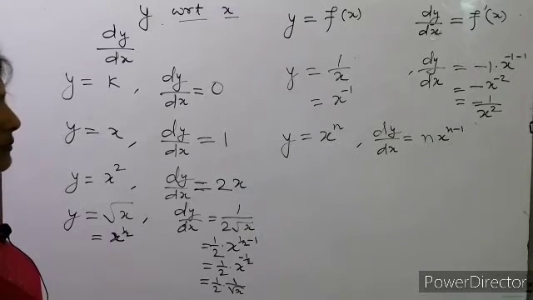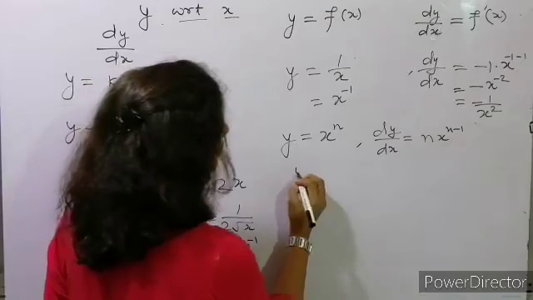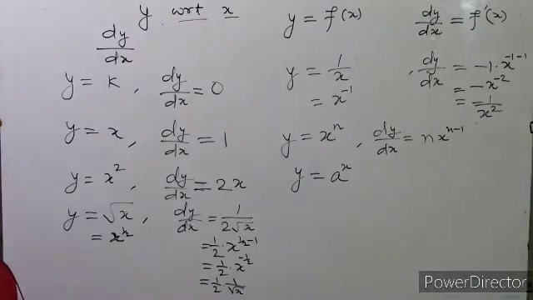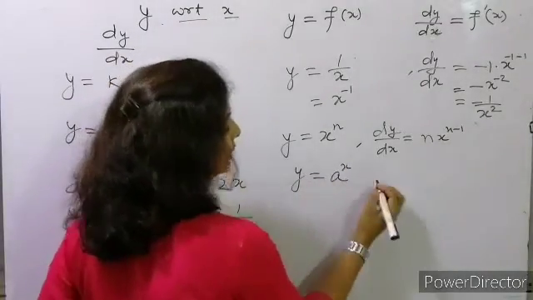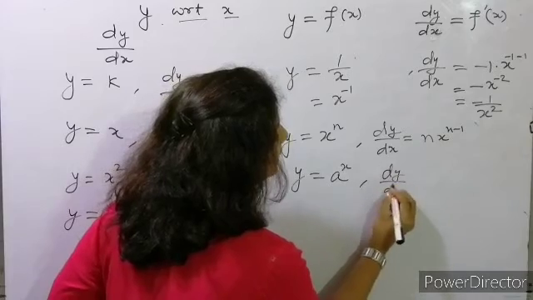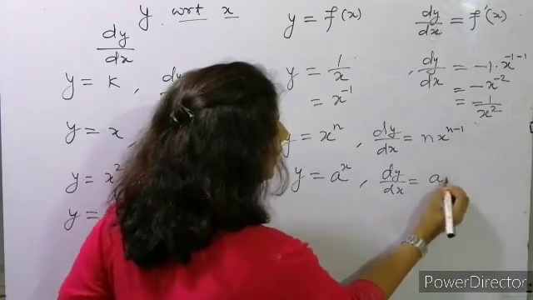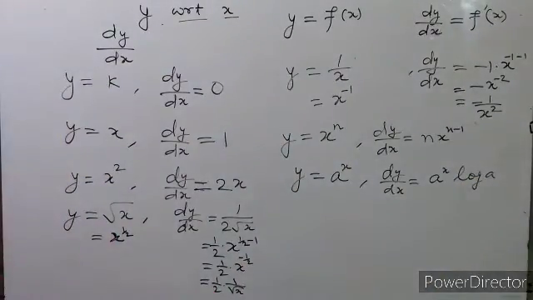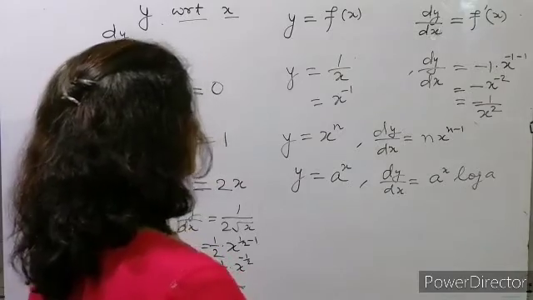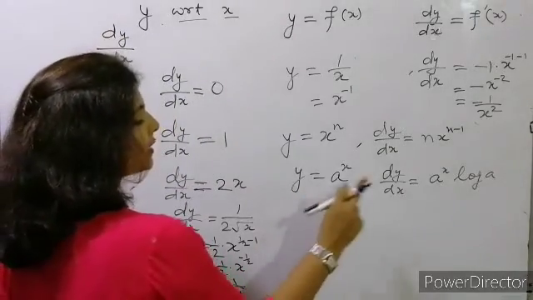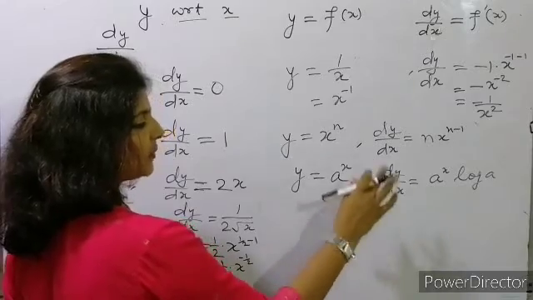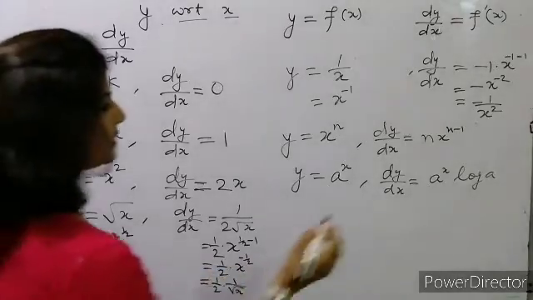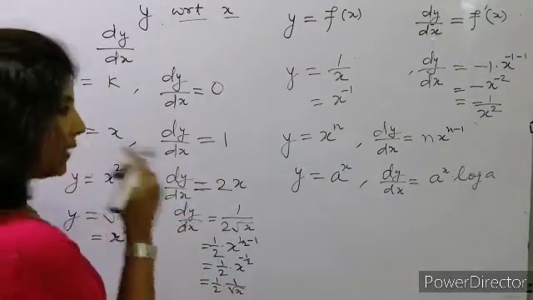Now we'll talk about another value. If the value of y is a to the power x, then the value of dy by dx will be equal to a to the power x multiplied by log of a. So this will be the derivative of y with respect to x. When the value of y is a to the power x, the derivative of y with respect to x will be equal to a to the power x into log of a. This will be multiplied by log of a.